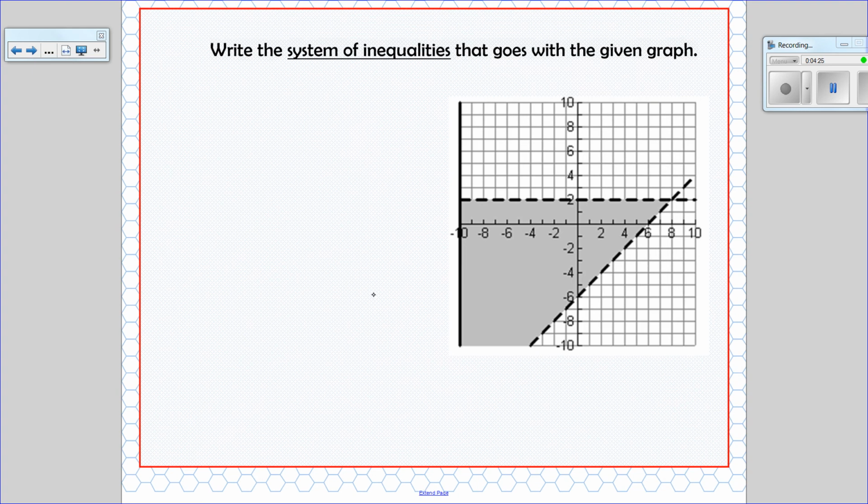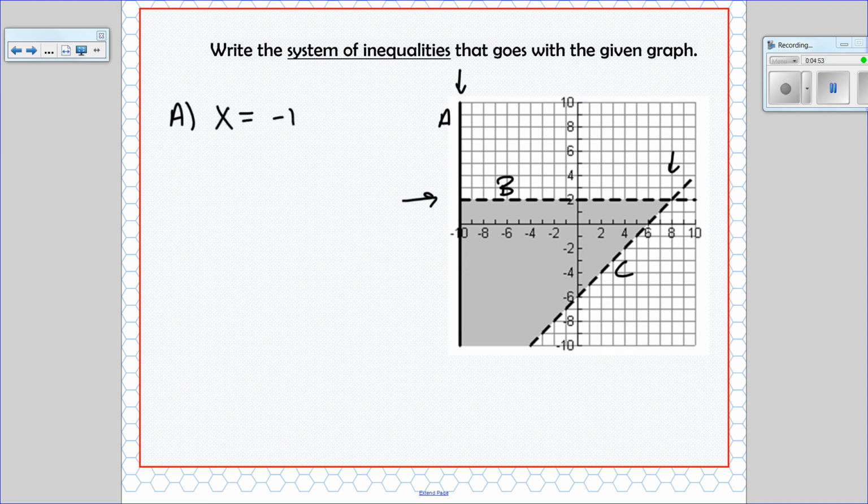Okay, here's a system of 3 for us to try. We have a solid vertical line right here. We have a dashed horizontal line right here, and we have another dashed line right here. So I'm going to label those as A, B, and C. A is going to be x equals negative 10.